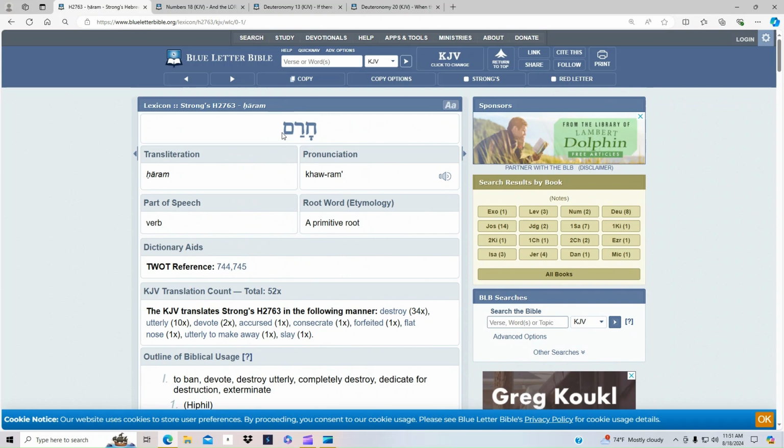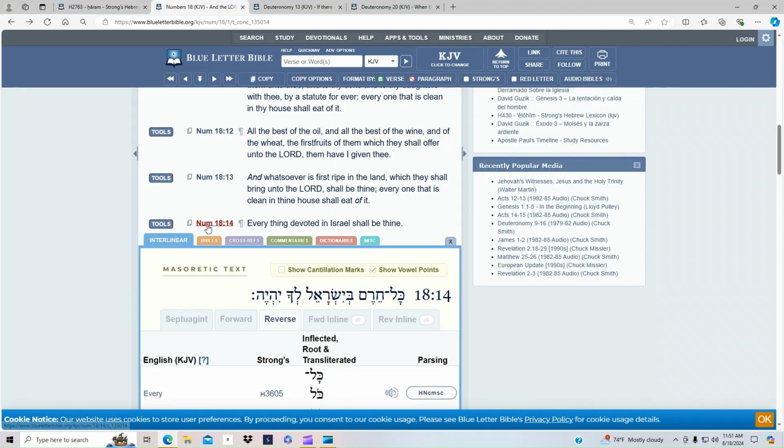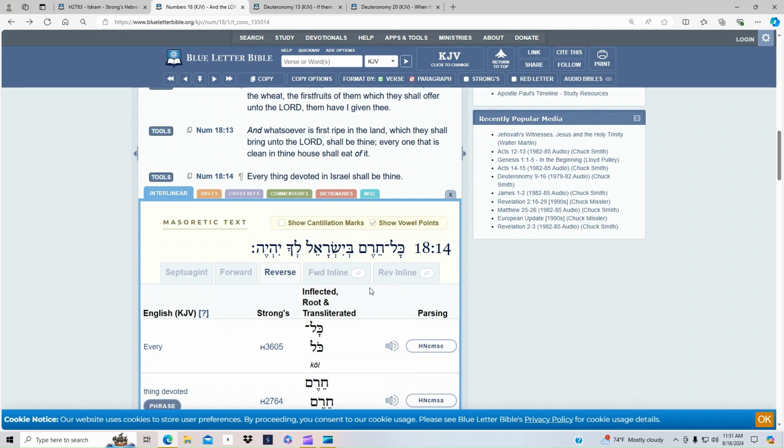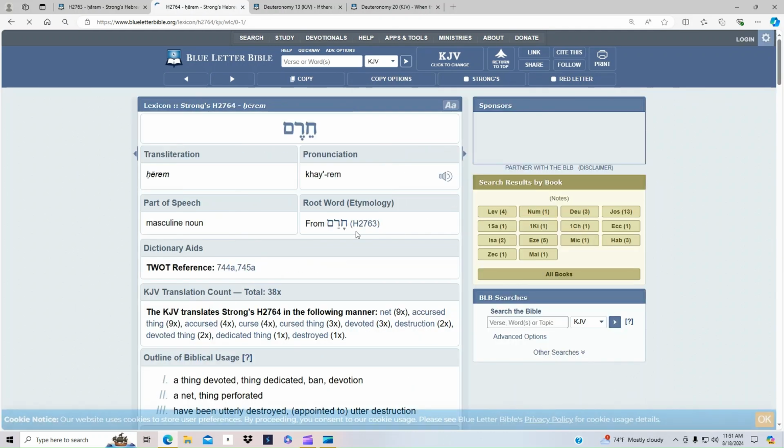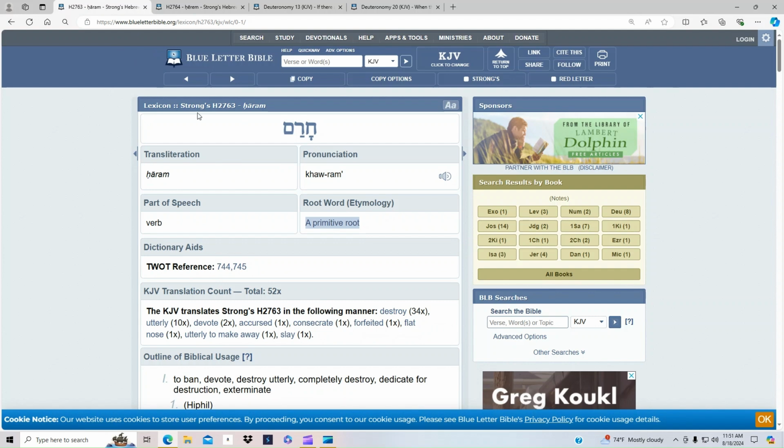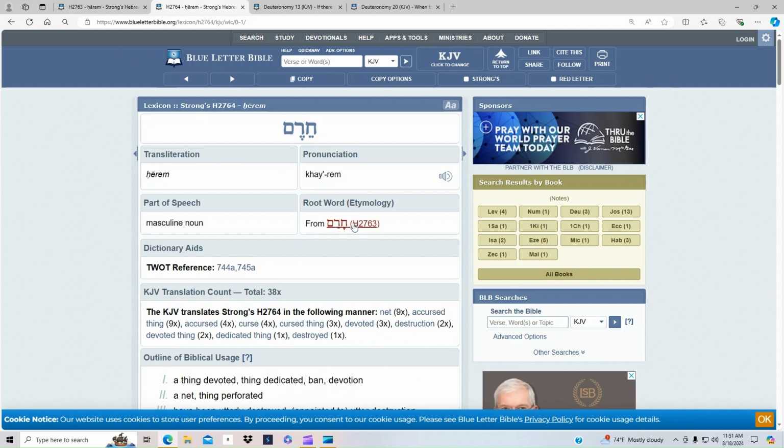Now, I want to not make this so disturbing. I want us to realize that certain Bible translations have rendered this Hebrew word to either stand for destruction or annihilation. Other times, they have used it to talk about devoting something to the Lord. So I want you to notice this is a root word here for what we're going to see in Numbers 18:14, which they both mean the same thing. Everything devoted in Israel shall be thine. So we get to devoted, and it derives from this word, H2763, and this is H2764.